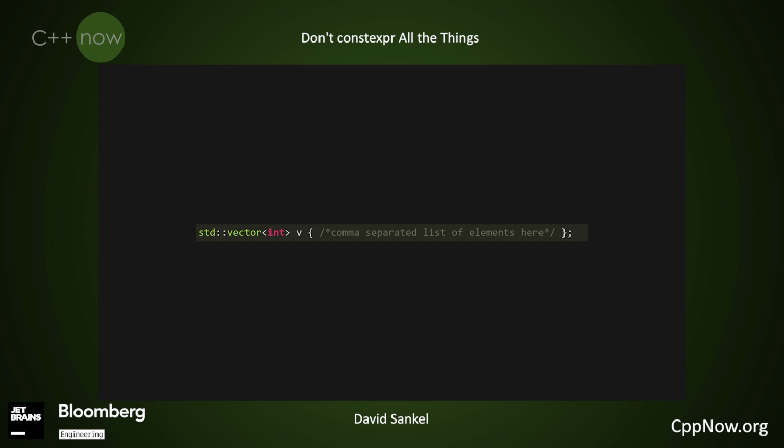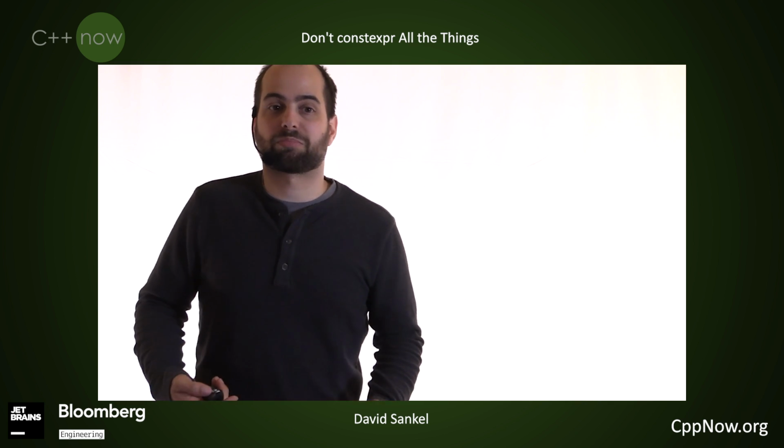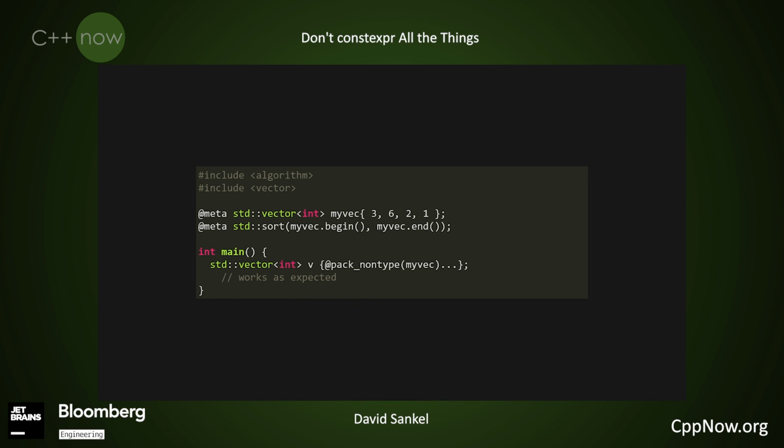If we wanted to initialize v at runtime, we would do it something like this, where we have a comma-separated list of elements that we'd place in the constructor. What we have to do in Circle is to synthesize this comma-separated list of elements. And this is what that looks like. What we do is call pack non-type, of course we put the at symbol before it, of myvec. And what that does is it creates a parameter pack of ints. You put ... to expand the parameter pack, and then we have everything that we need in order to initialize that std::vector of int.